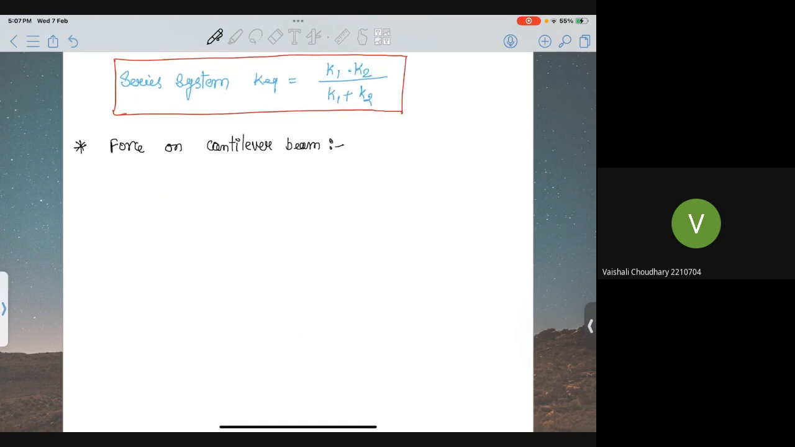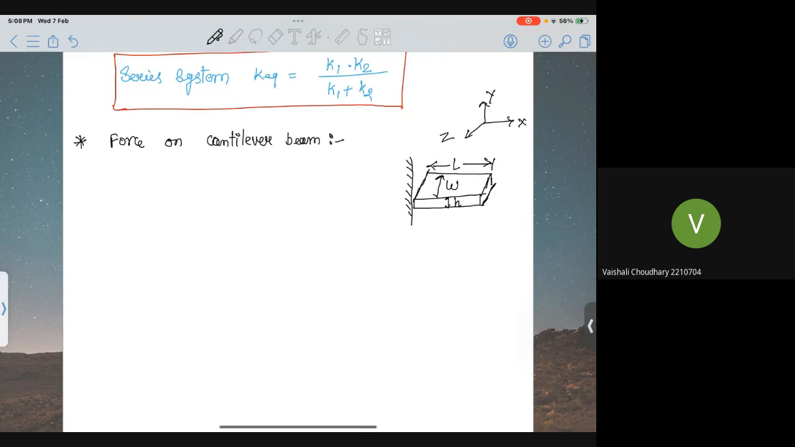Suppose we have a cantilever beam having a length L, width W, and height H. This is Y, this is X, and this is Z. So, if we apply a force in X direction, we'll call it axial force. Axial force in X direction, right?